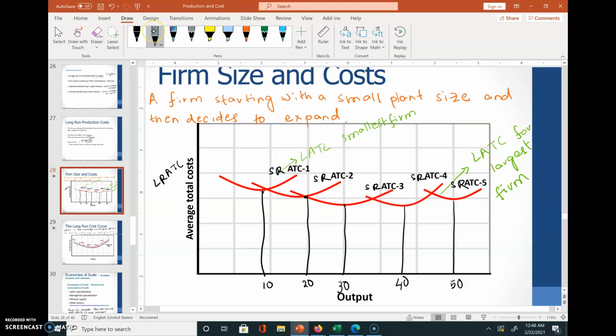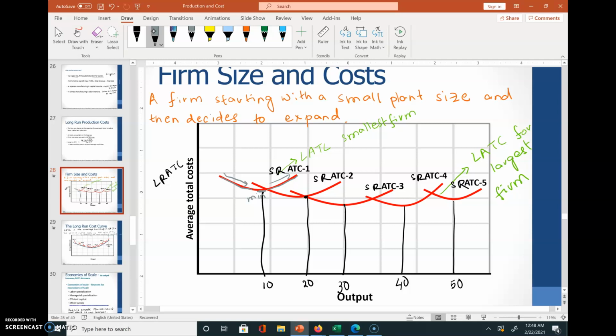Now let me go over something. So this part, the cost keeps going down. This part, the cost reaches a minimum. This part, the cost keeps going up. So this part we have economies of scale. I will go over this in the next slide. And this part we have diseconomies of scale.